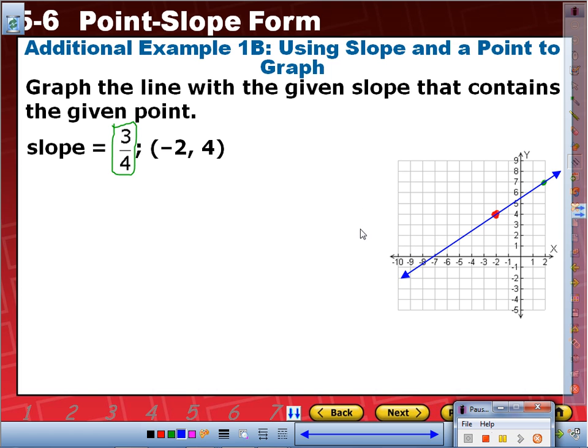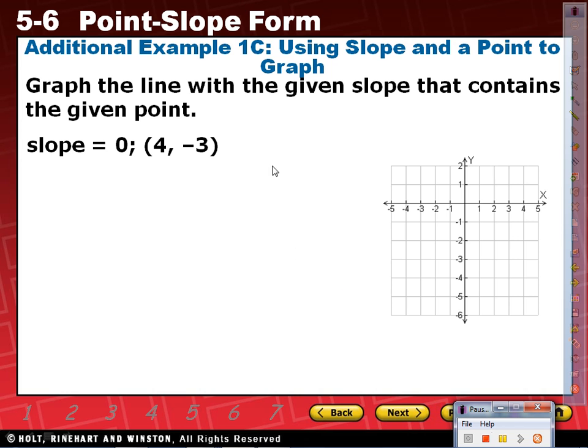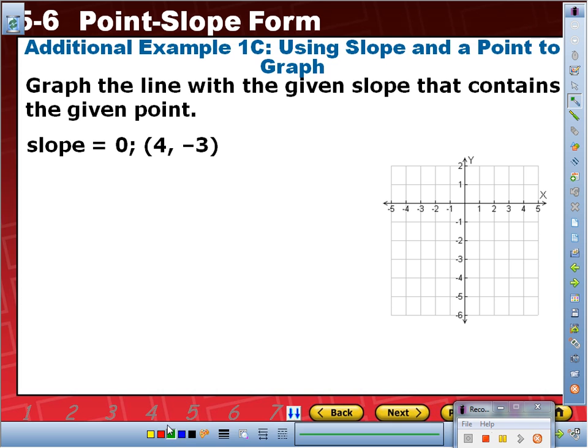Example 1C. Go to the next graph. Example 1C, copy this down, please. Example 1C. The slope is 0 and the point is 4, -3. Go. All right, first things first. We're going to plot our point. Let's see. 4, -3 is right there. Okay? Next, we're going to use the slope to plot points.